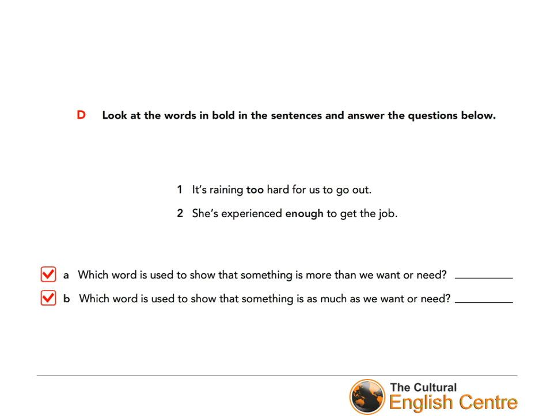And let's have a look at some questions from exercise D. Look at the words in bold in sentences 1 and 2 and answer the questions. Which word is used to show that something is more than we want or need? And which word is used to show that something is as much as we want or need? And I'm sure you know that in sentence 1 we're using too to show that there is more than we need, so too much rain. And in sentence 2, enough, there is enough experience. She's got enough experience to get a job. So she doesn't need more experience.